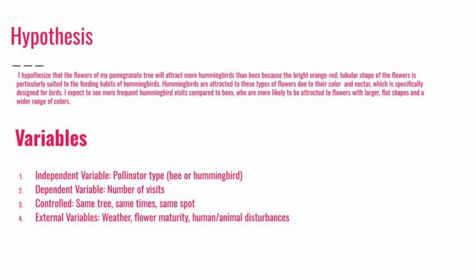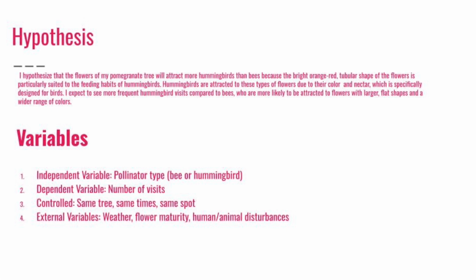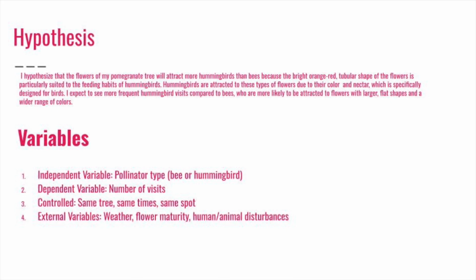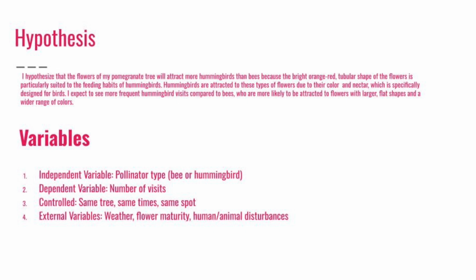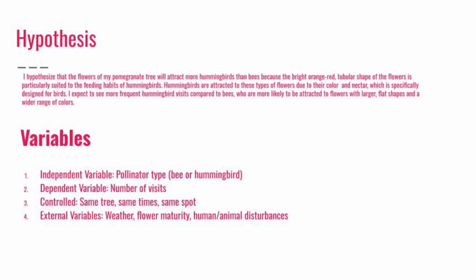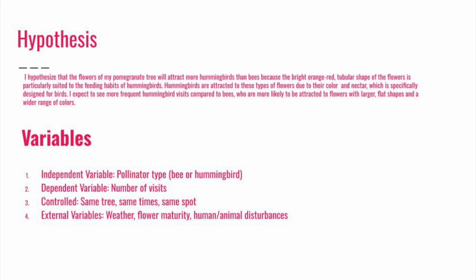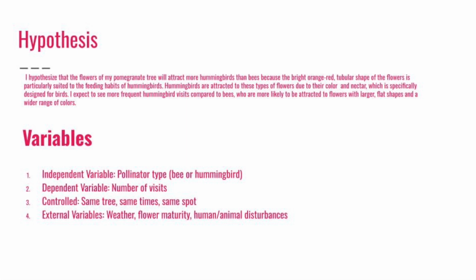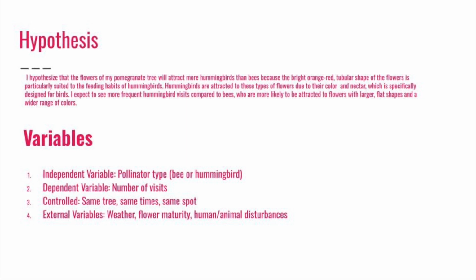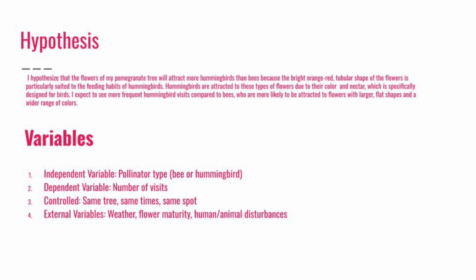There were different variables involved in this experiment that I had to keep in mind. The independent variable, the one that I was looking at, is the pollinator type, either the bees or the hummingbirds visiting our chosen tree. The dependent variable is the number of visits. Controlled variables, as I've gotten into, were the same time, same tree, same spot, along with things I couldn't control.